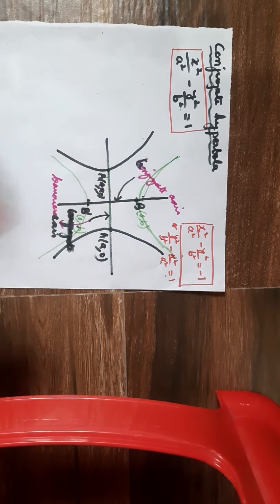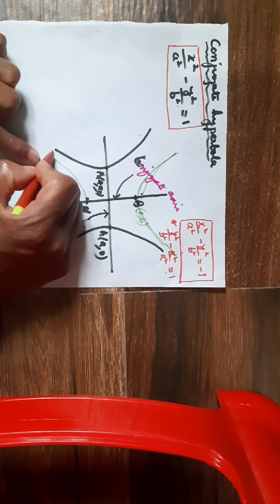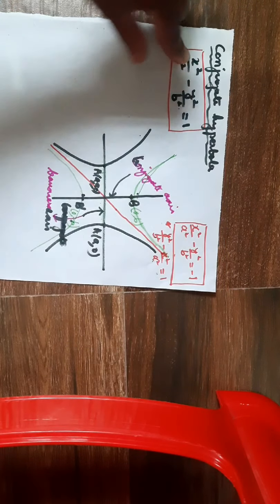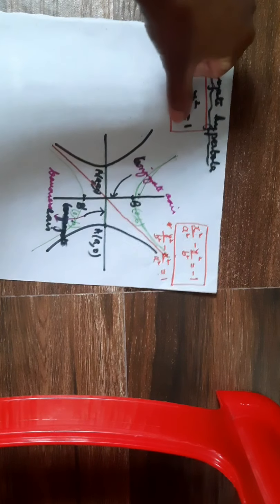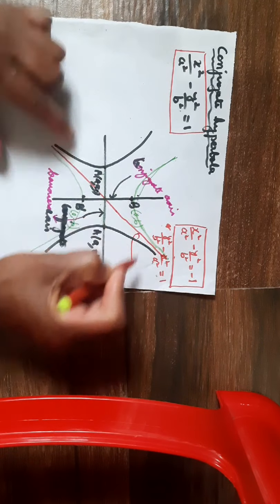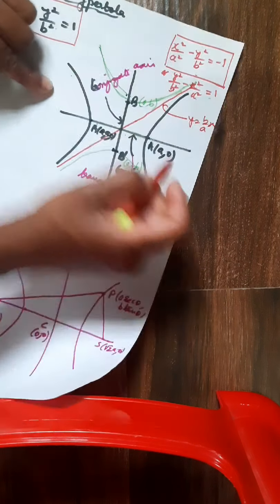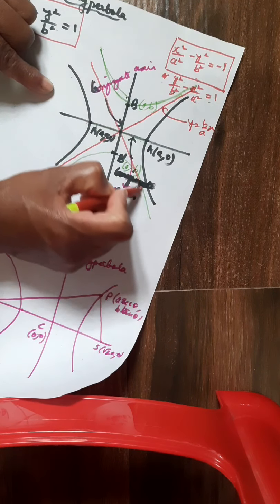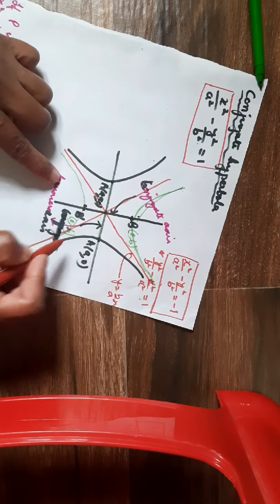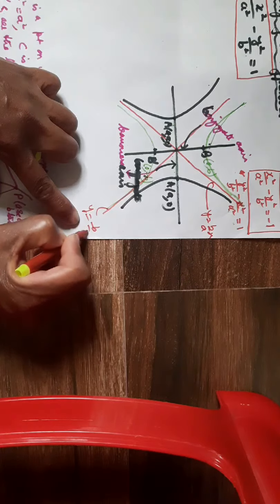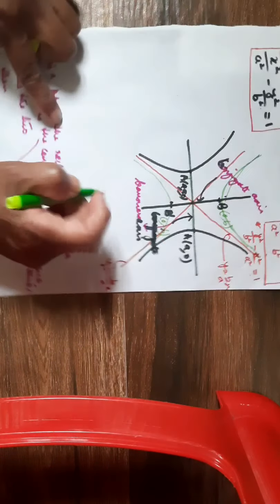Now we have discussed the asymptotes. So the asymptotes of the hyperbola x square by a square minus y square by b square is equal to 1 are this one, y is equal to b by a into x, and another one is this one, which is represented by y is equal to minus b by a into x.